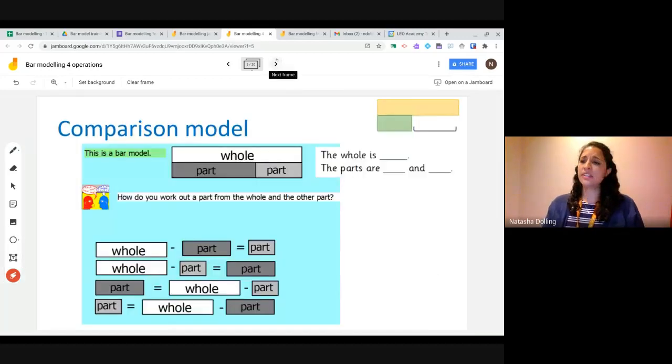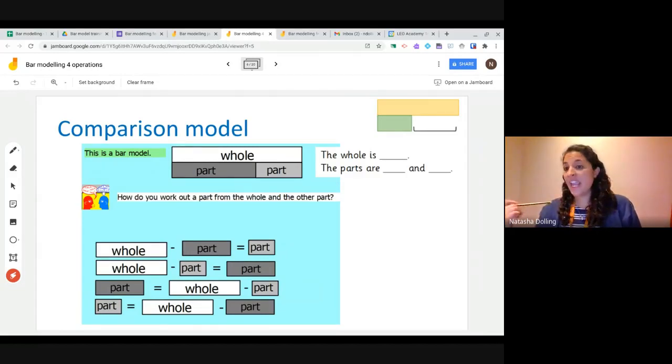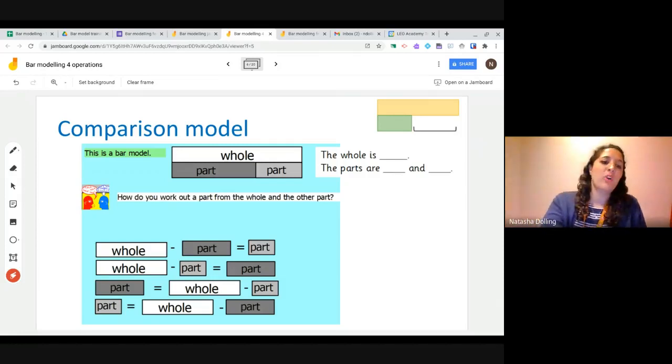And first of all, just as I did before, I am just going to look at the relationships. So it doesn't matter what my numbers are. I've actually taken the numbers out. I'm just focusing on the number relationships that this bar model is highlighting about subtraction. So we've got whole take away part equals part, whole take away part equals part, and the other part equals whole take away part.